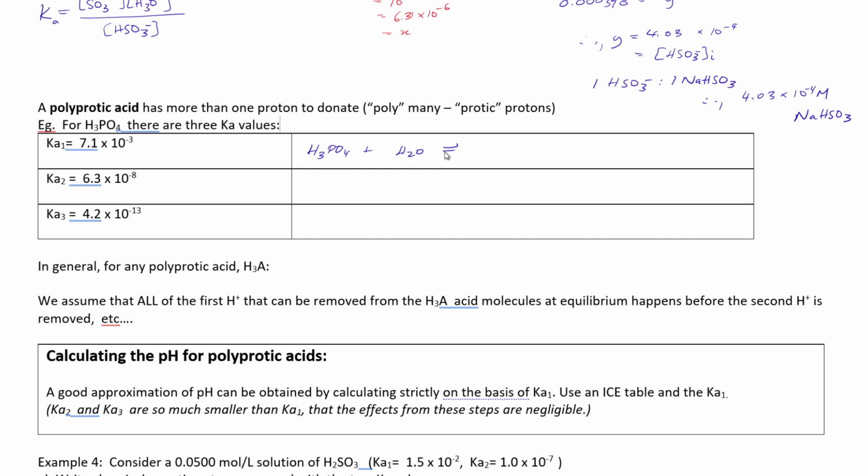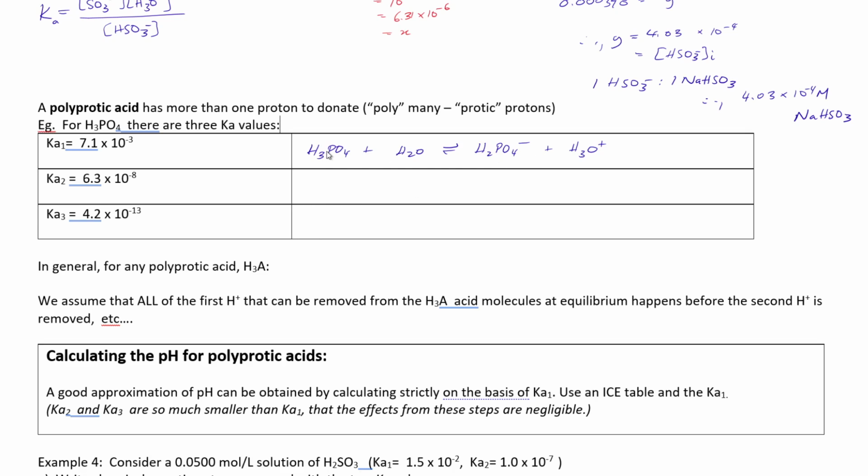They don't all come off at the same time. So that's donating one proton to water and causing this equilibrium to happen. As we can see here, 7.1 times 10 to the negative 3. It's not a very high value, so this is definitely a weak acid.